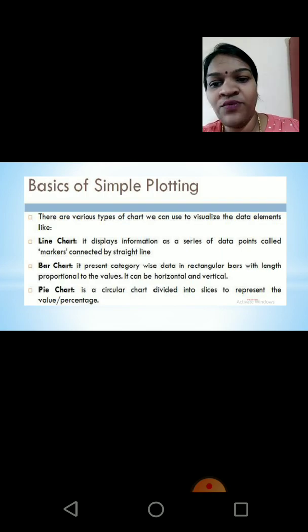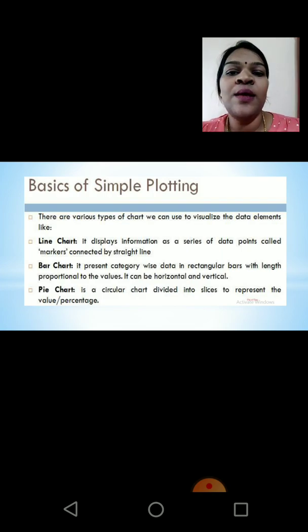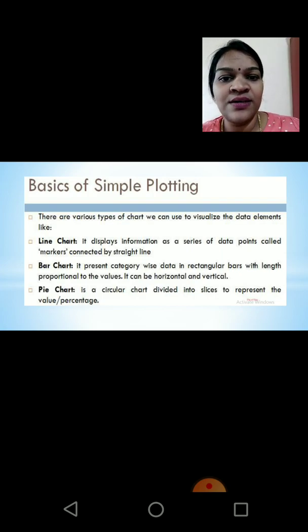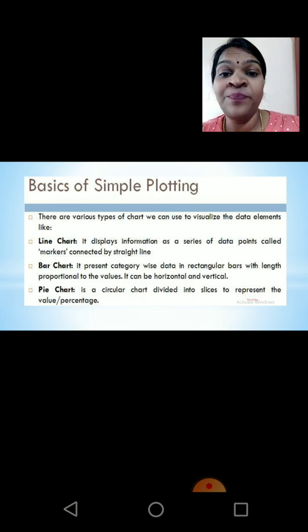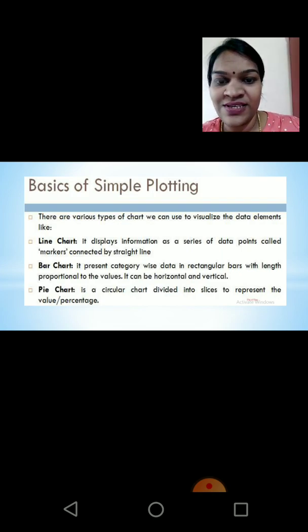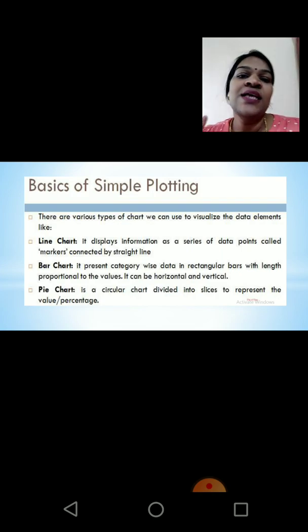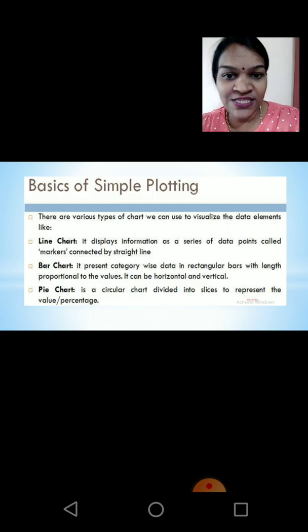Simple plotting. What are the different plotting techniques? What are the plots you have to draw? They are the line chart, the bar chart, and the pie chart. A line chart is the simple line graph you have drawn in your smaller classes. It displays information as a series of data points called markers. Those data points are known as markers. We'll learn in detail. You have the bar chart. You know what a bar chart is, just like bars. And the pie chart is just a circular representation.